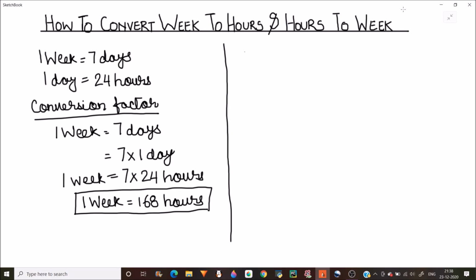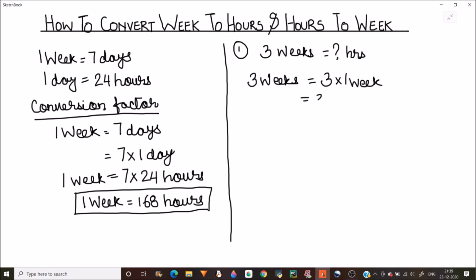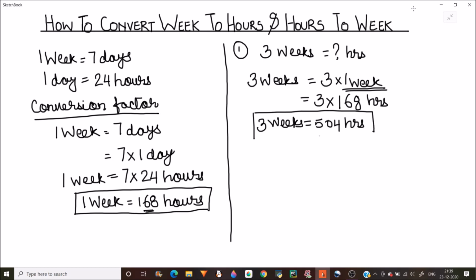Our first example is to convert 3 weeks to hours. So here we are going to write 3 weeks as 3 times 1 week, and in place of 1 week we are going to use our conversion factor, which is 168 hours. So we are going to write 3 times 168 hours. This becomes 504 hours. So our answer is 3 weeks is equal to 504 hours.